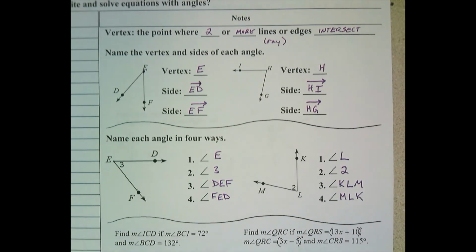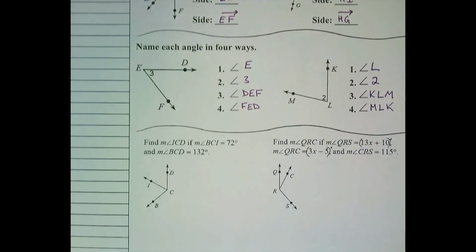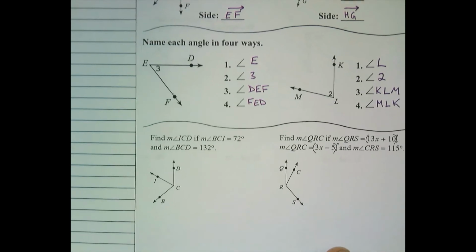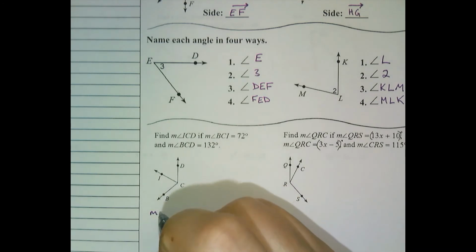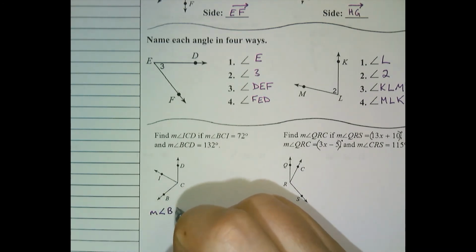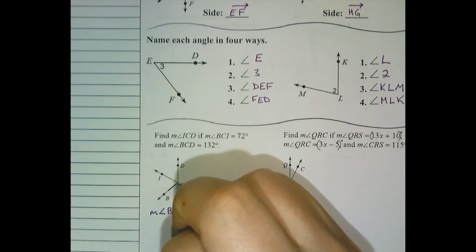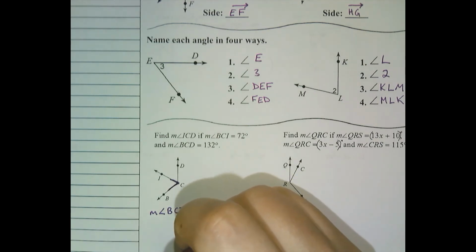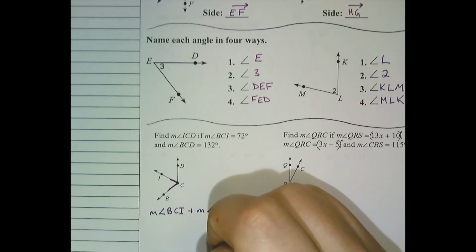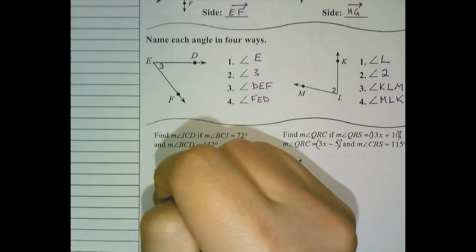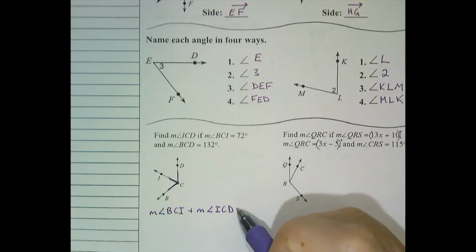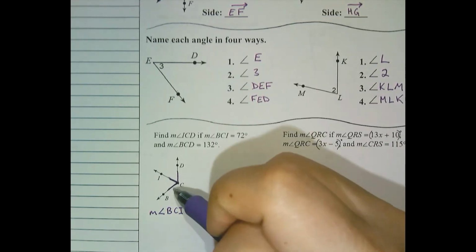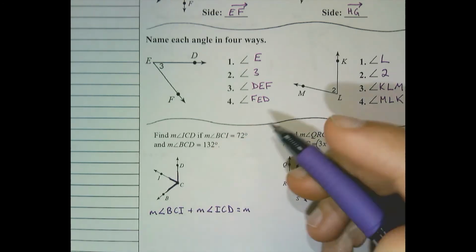So those are a couple vocab words associated with angles, and we're going to dive into the angle addition postulate. I'll write it down here for this specific drawing. If we take the measurement of angle BCI, i.e. how many degrees is that angle right there, and we add that to the measurement of angle ICD, then we will get the measurement of angle BCD. Okay.